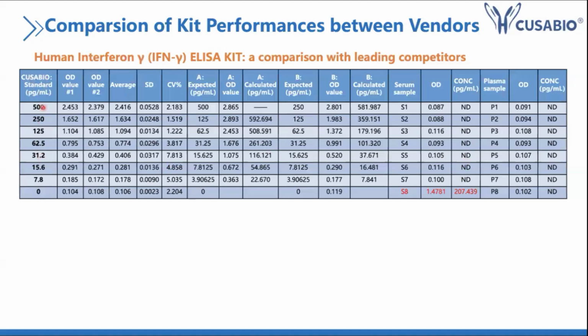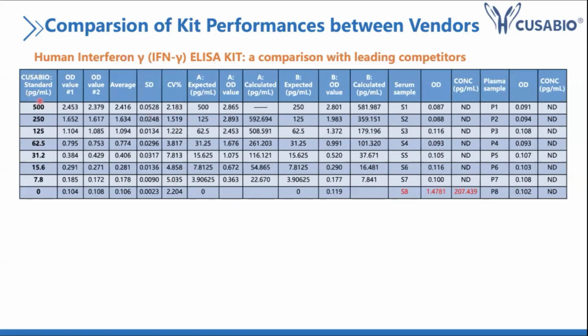First, we have the CUSABIO standard protein here, and we built the standard curve with duplicate readings. So for example, the OD value number 1 and OD value number 2. Based on these 2 ODs, we get the average reading and also the standard deviation. From the average value and the standard deviation, we are able to calculate the CV. As you see, the CV looks good, all of them less than 8%.